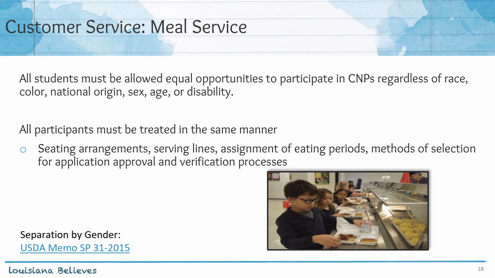All students must be allowed equal opportunities to participate in the child nutrition programs, regardless of race, color, national origin, sex, age, or disability. All participants of the child nutrition program must be treated in the same manner. In order to reduce the risk of a civil rights discrimination complaint, ask yourself the following questions each time a participant comes to your program for services.